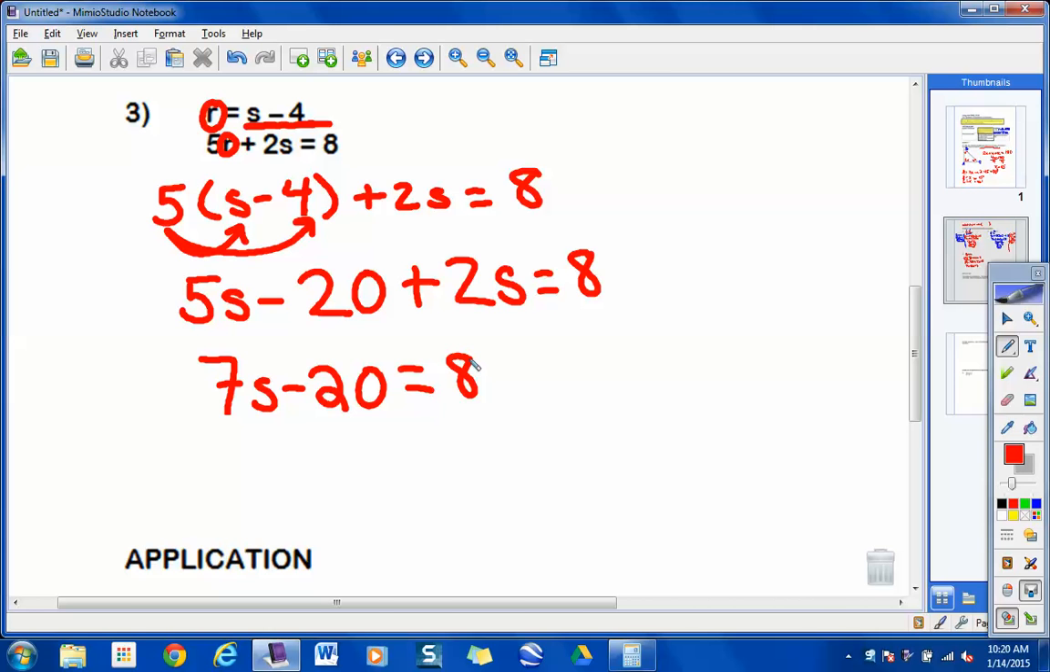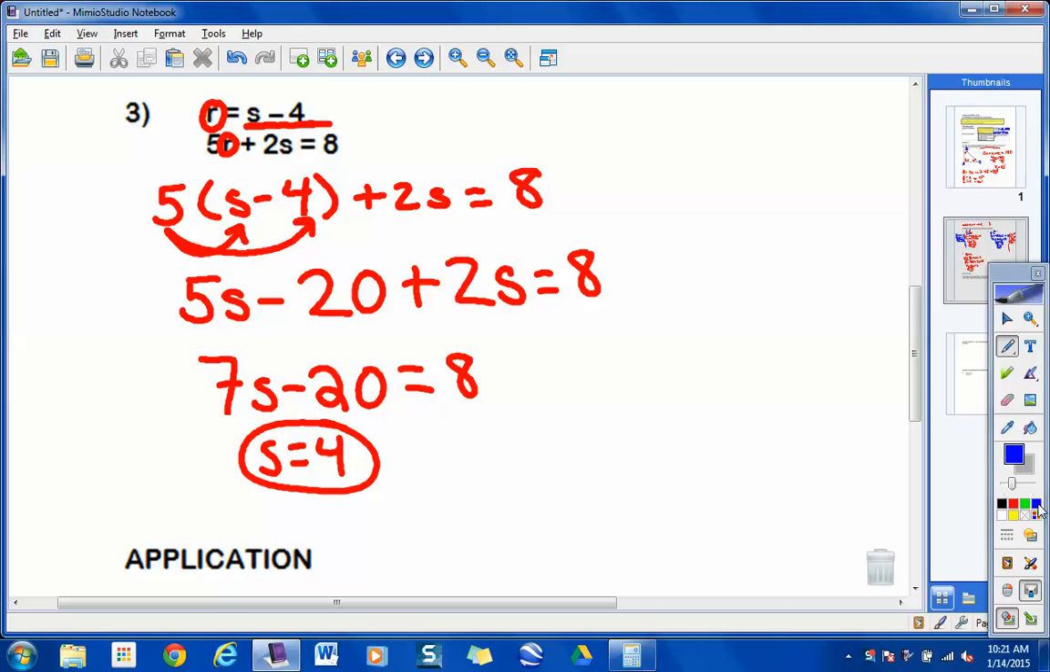Okay, so help me. Let's do this all in one step. Add 20 to 8. What do you got? 28. And then 28 divided by 7. 4. So what's the S value here? S is equal to 4. S is 4. Okay, good.